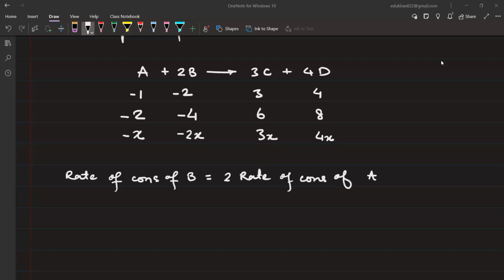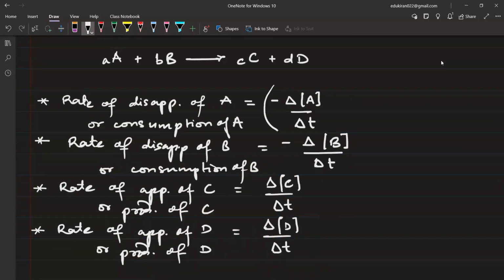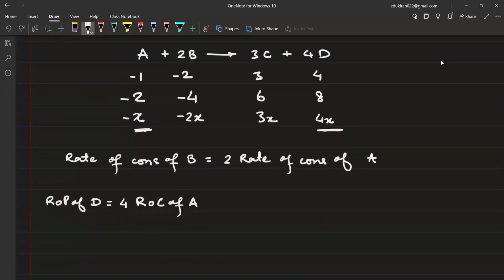अब सुनिए, अब सारे के लिए हम लिखने वाले हैं. प्लीज ध्यान से देखिएगा. Rate of production of D is equal to 4 times rate of consumption of A. -x था, ये 4x है. ठीक है. When I am saying rate of consumption, that means the negative sign is already there. Rate of consumption of A क्या होता है? Rate of consumption of A is this with negative sign, no? So I don't need to write another negative here. I hope all of you understand that.